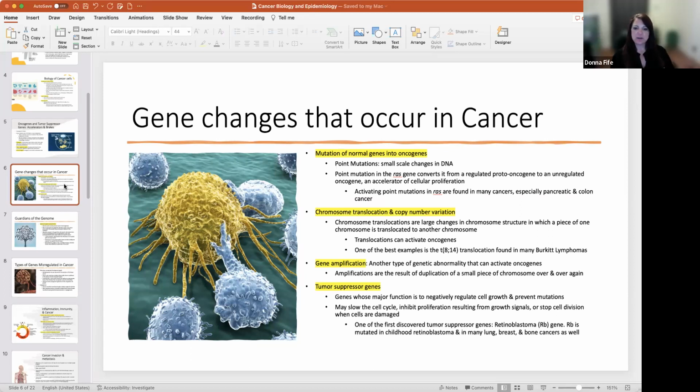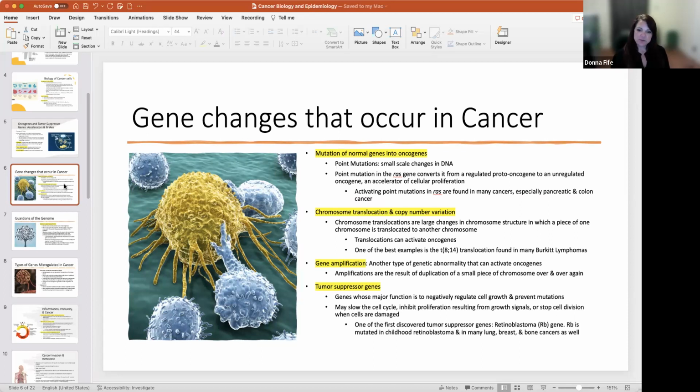Chromosome translocation and copy number variation. The chromosome translocations are large changes in chromosome structure in which a piece of one chromosome is translocated to another chromosome. These translocations can activate oncogenes, and one of the best examples is the t(8;14) translocation that is found in many Burkitt lymphomas. Gene amplification occurs. That's another type of genetic abnormality that can activate oncogenes. Amplifications are the results of duplication of a small piece of chromosome over and over again.